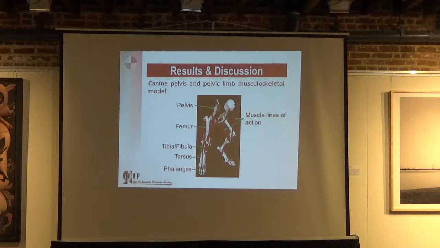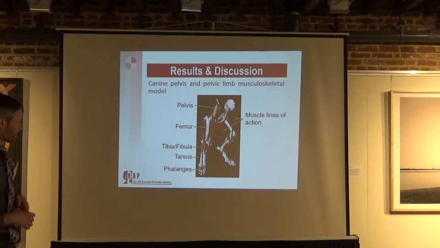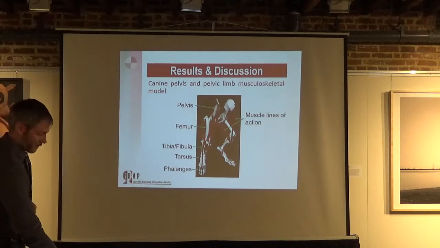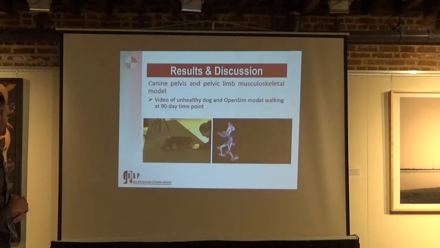So this shows the computer model, the healthy dog model, that was developed. We can see each of those bony segments as well as the muscle lines of action. A little tough to see that red, but you can see those individual muscles there.